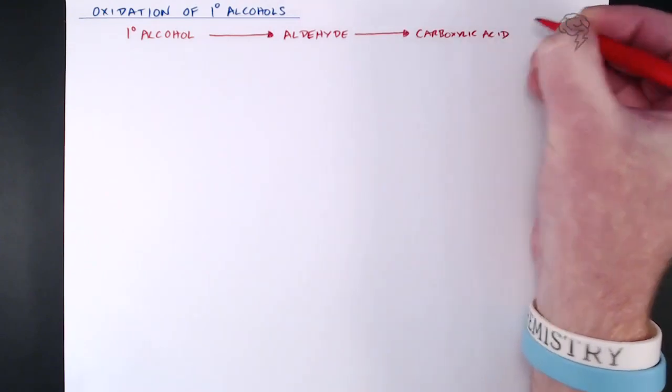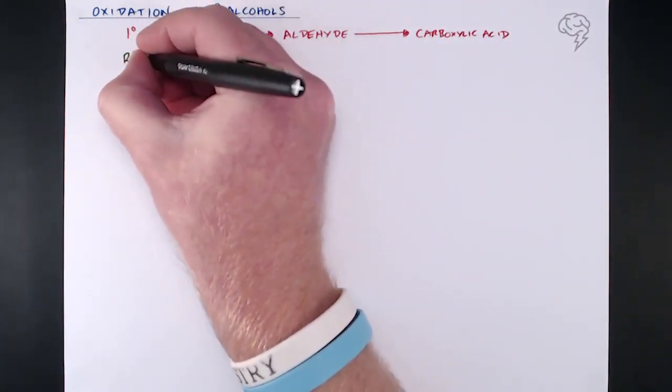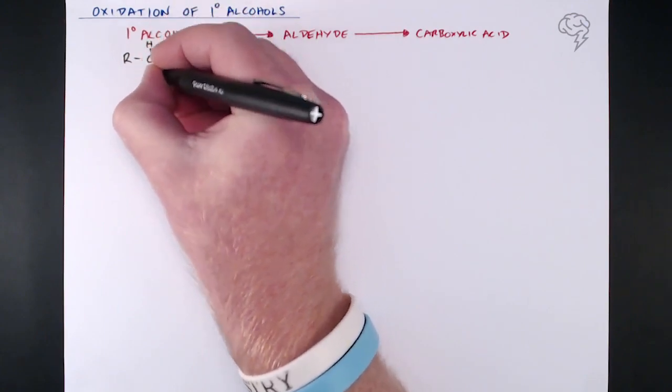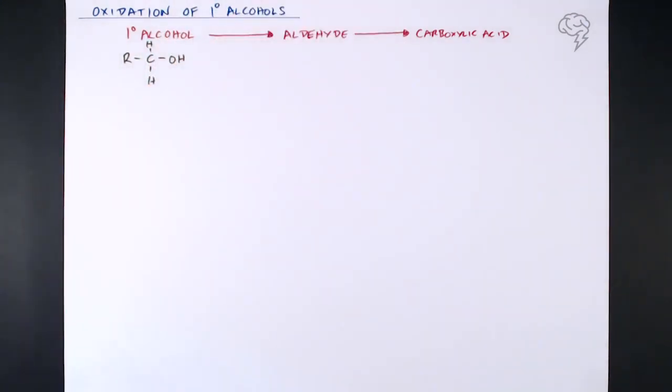So what do they actually look like? Our primary alcohol looks like this. We start with an R group. It can be any length carbon chain, but the most important thing is on the end carbon, we've got that OH group. Its primary classification is because it's bonded to a carbon that's bonded to two hydrogens. As you can see clearly here, that OH is bonded to a carbon that's got two hydrogens bonded to it.